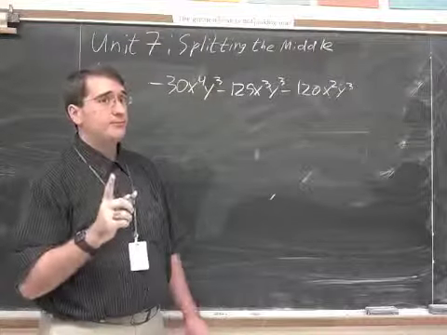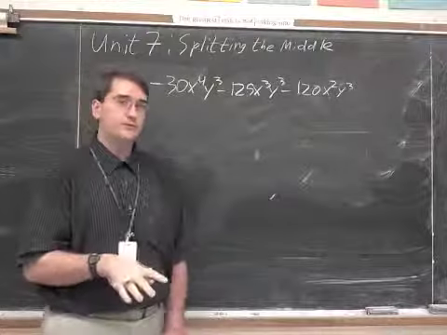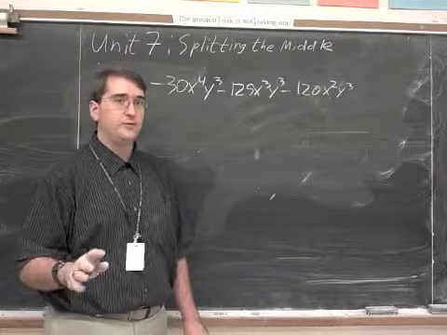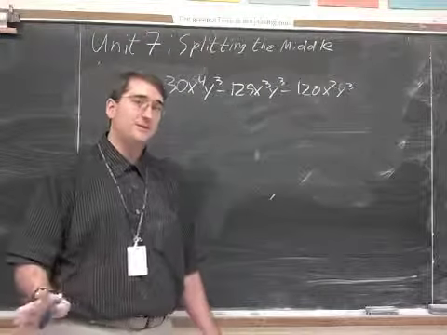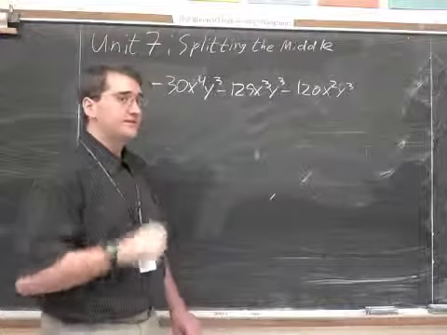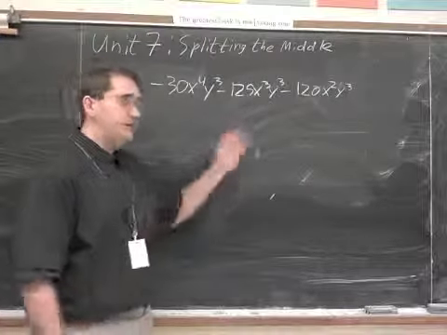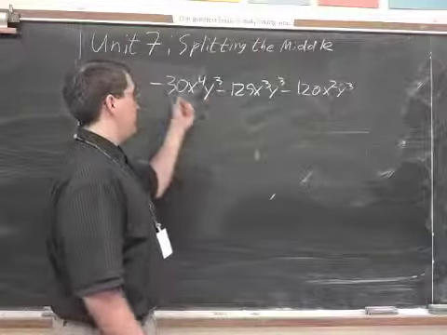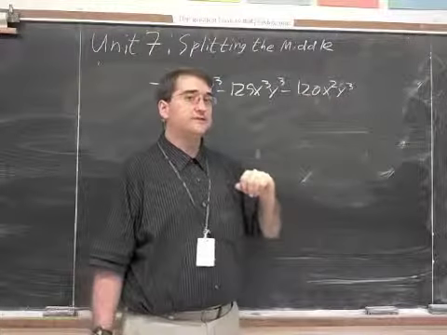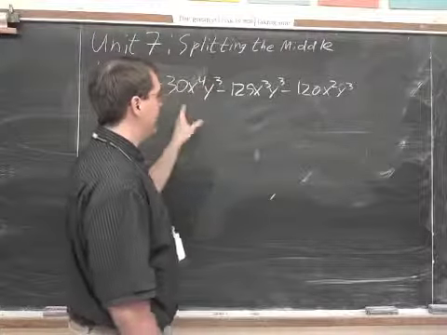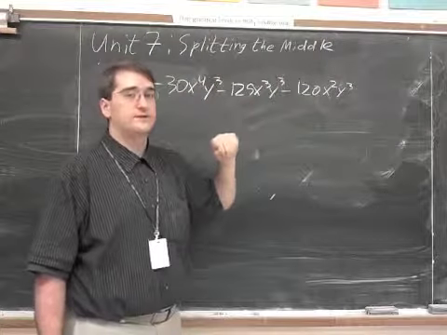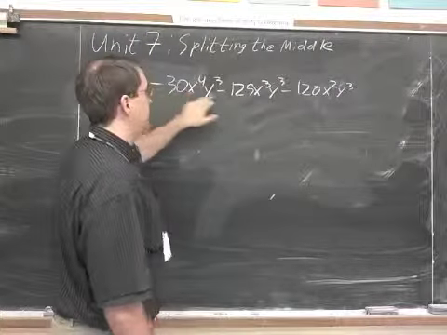Because remember, before we do splitting the middle, before we do factoring by grouping, before we try to look for a difference of squares, before we do any other type of factoring, the first kind of factoring that you should look for is a greatest common factor. Look at all of the terms together and see, is there anything that I can take out of all three of those terms? Definitely include a negative if you can.